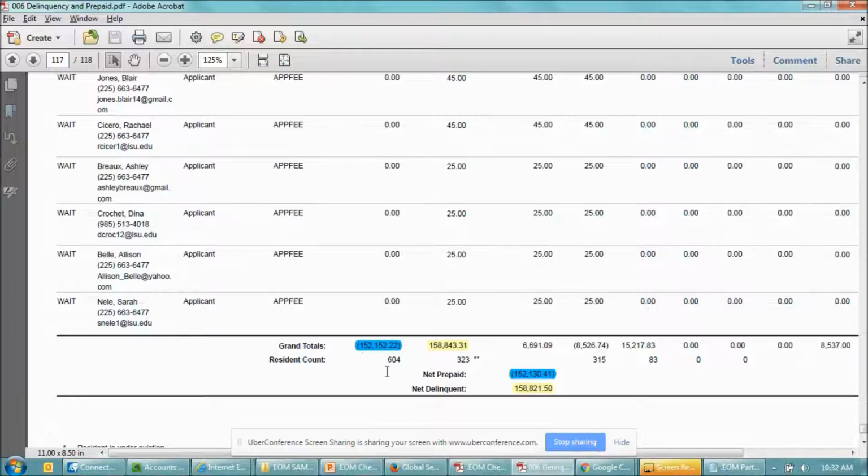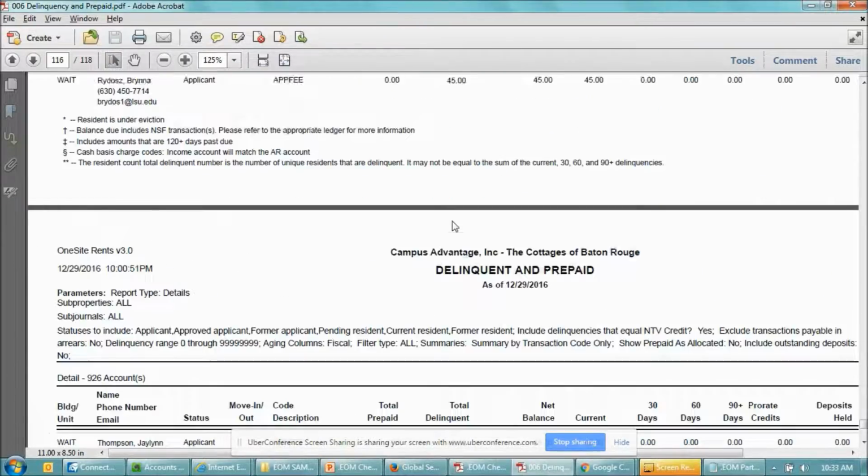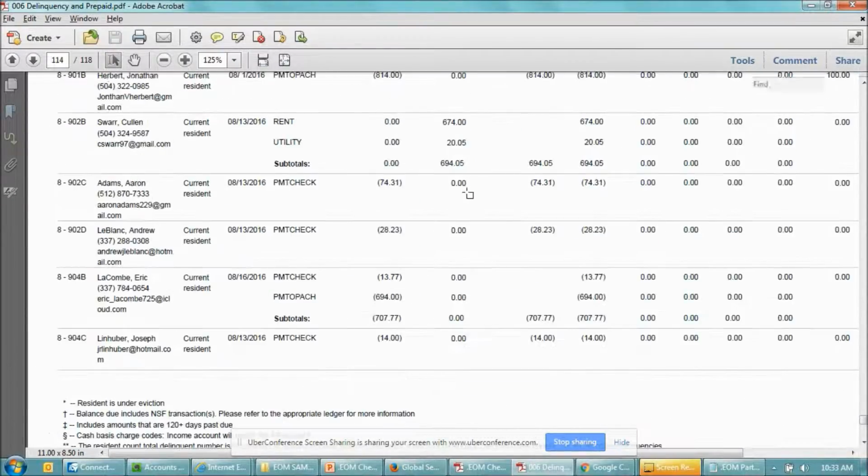You'll want to compare the grand prepaid to the net prepaid and the grand delinquent to the net delinquent. If those numbers don't match, which in this case they don't, that means that there is an applicant or a resident or someone on this list that has both a delinquent and prepaid. We'll want to make sure that those color-coded numbers always match. And if they don't, we'll have to identify why someone has both delinquent and prepaid.